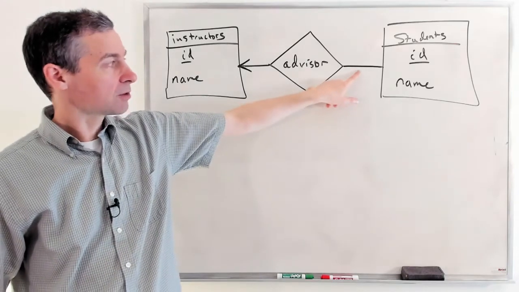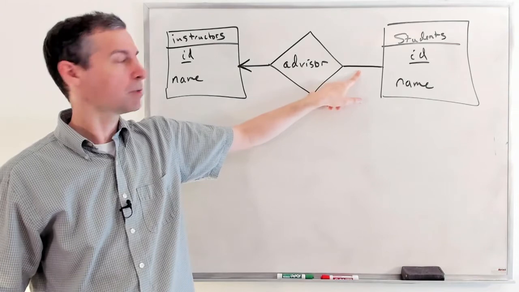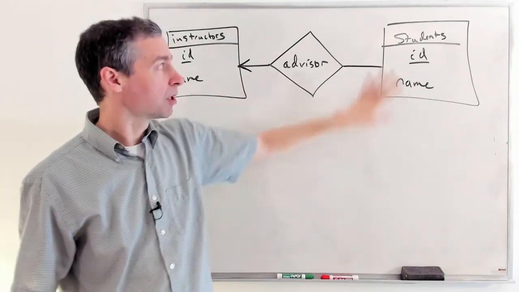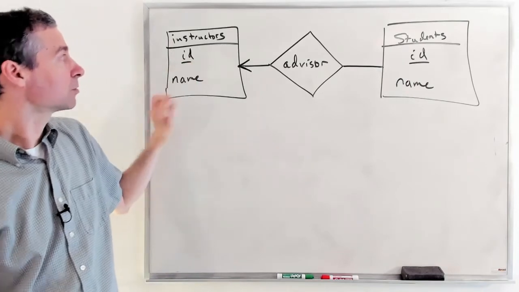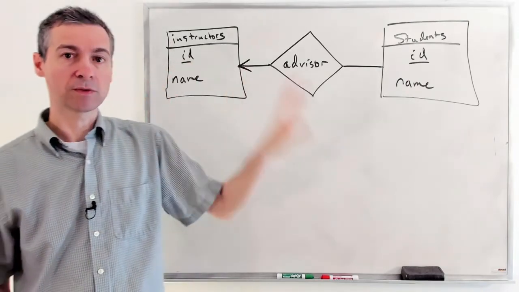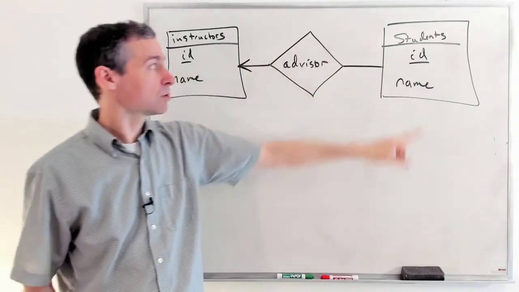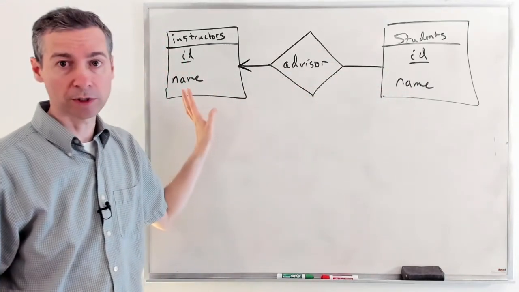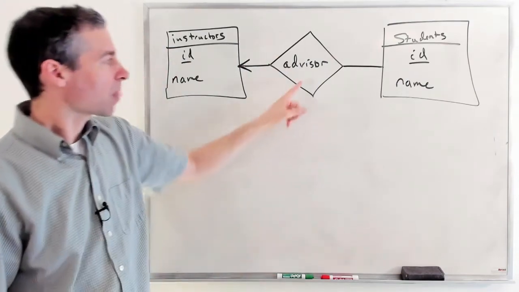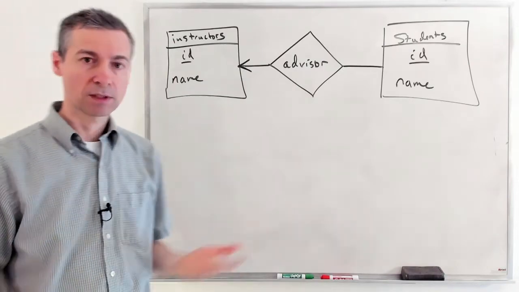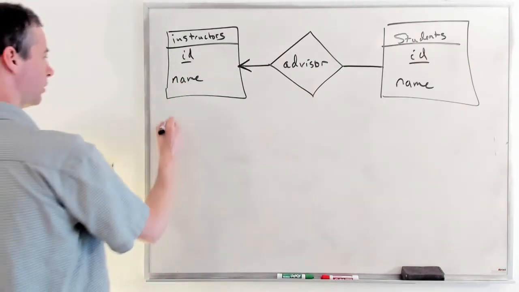Because we did not make this total participation over here for the students. So it is actually possible in this setup for students to not be given an advisor, and it's certainly possible for instructors not to be given any students to advise. Instructors can advise lots of students, but students can have at most only one advisor in this diagram. Woo! Okay. Our goal is to convert this into a schema. We already know how to deal with a strong entity set.